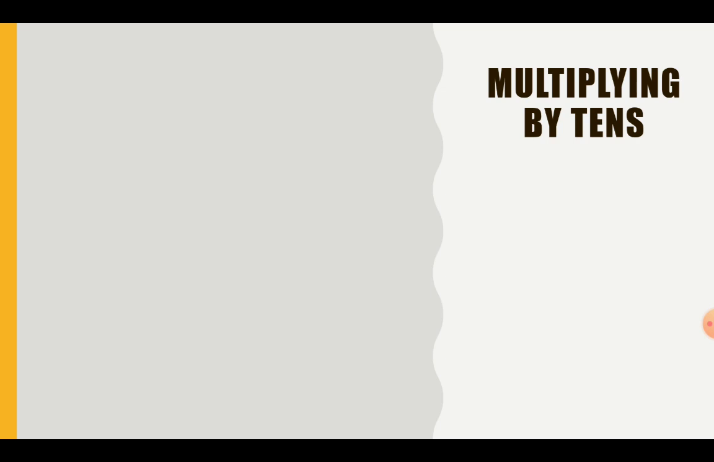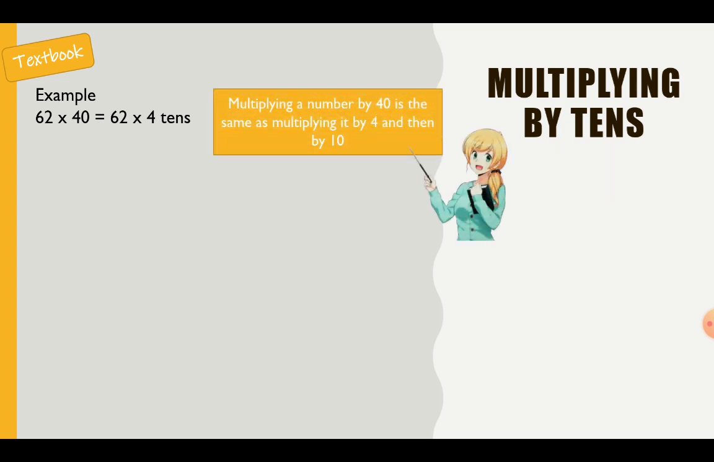First, we are going to study about multiplying by tens. In your textbook, there's the question 62 times 40 equals 62 times 4 tens. Multiplying a number by 40 is the same as multiplying it by 4 and then by 10. So, 62 times 4 times 10. 62 times 4 equals 248, times 10. And then if times 10, you just put 1 0 in the back of the number. So the answer is 2480.